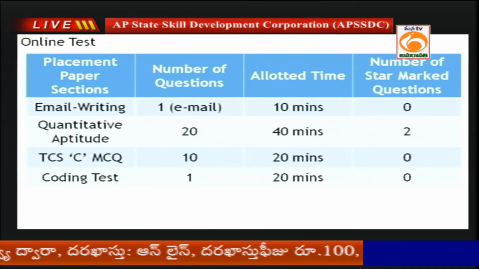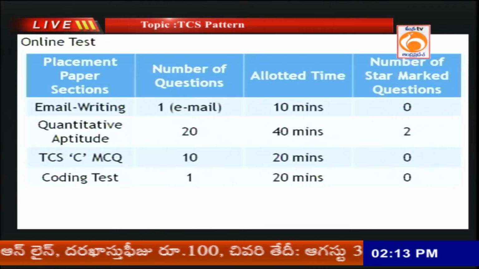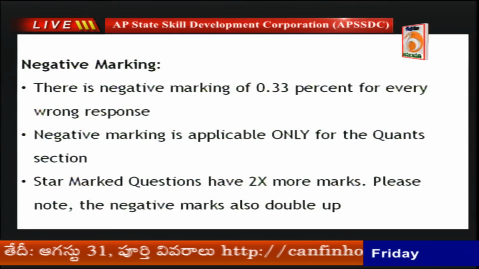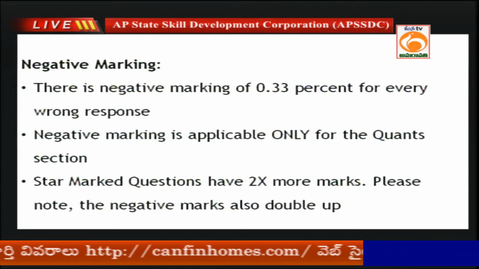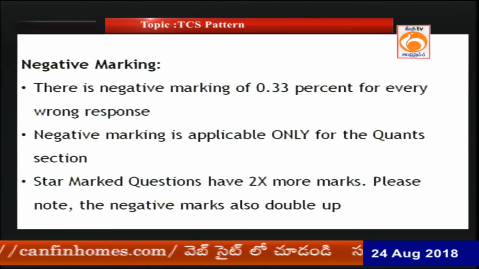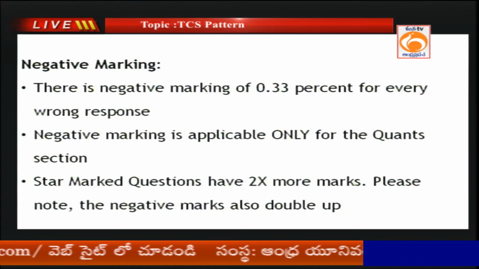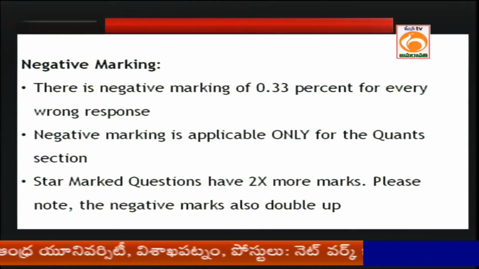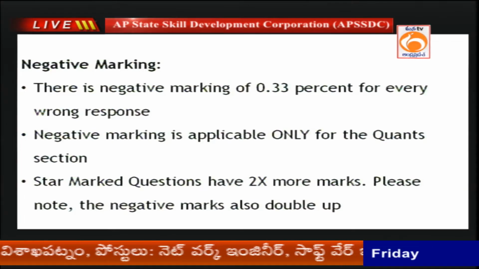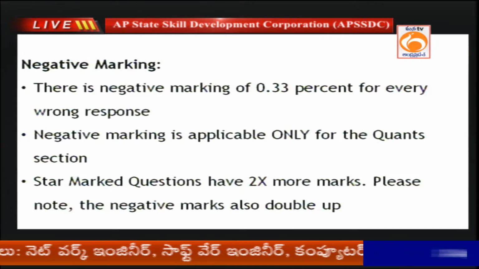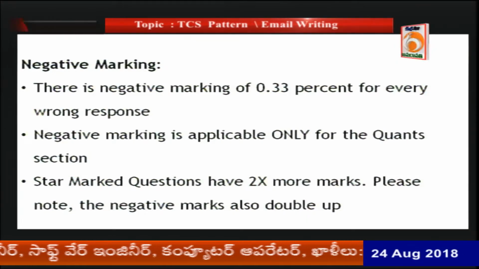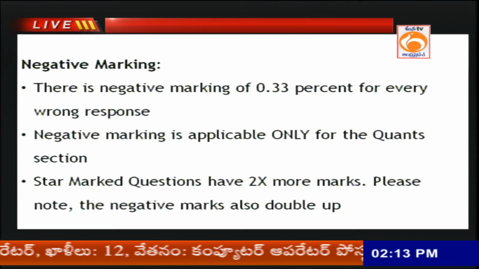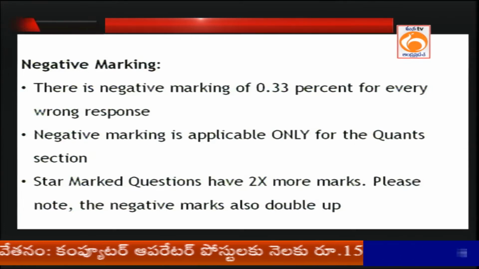Now this year there is also going to be negative marking in the online assessment. For every wrong answer, you will lose 0.33 of the marks allotted to that particular question where you go wrong. So if there is a particular question where the allotted mark is 1, and you answer it incorrectly, you will lose 0.33. Now this is applicable only for the quantitative aptitude.